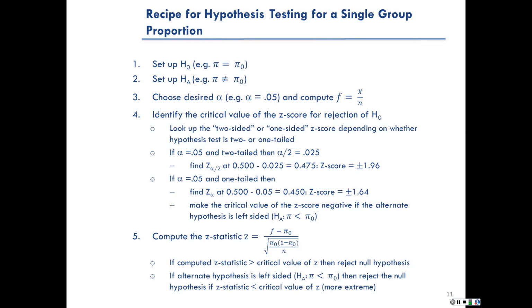Fifthly, you want to compute the z-statistic using the formula I showed you on the prior page. If your computed z-statistic is greater than the critical value of z that you've looked up in the table, such as, say, 1.96, then you reject the null hypothesis. But note that if your alternate hypothesis is left-sided, then you reject the null hypothesis if your z-statistic is less than the critical value of z, because it would be negative in that case.